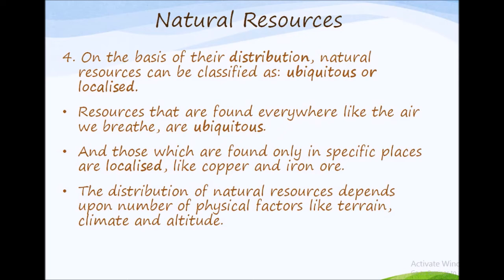And the distribution of these natural resources depends on several factors like the terrain, meaning the land or ground, climate, hot or cold or moderate, and altitude, which is the height at which the region is located above sea level. Now, any of these physical factors could be favorable for some natural resources to exist, but this distribution of resources is quite uneven because all these factors vary extremely across the Earth's expanse. So that was all about natural resources.